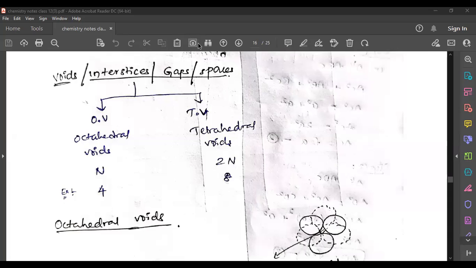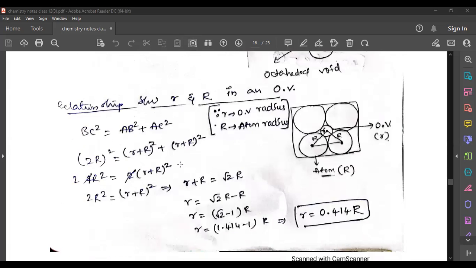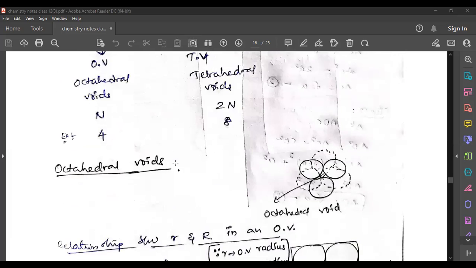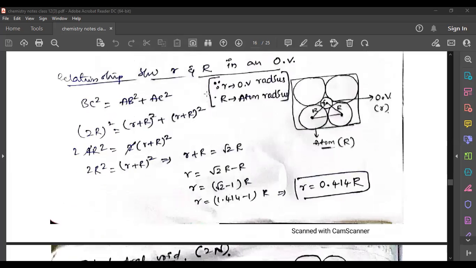Sir, it's CCP. So CCP now is covering the octahedral voids. HCP is covering the tetrahedral voids. Okay, so that is what I explained here. But these ratios are very important: the relationship between the small r and the capital R. Small r is the radius of the voids and the capital R is the radius of the atoms.